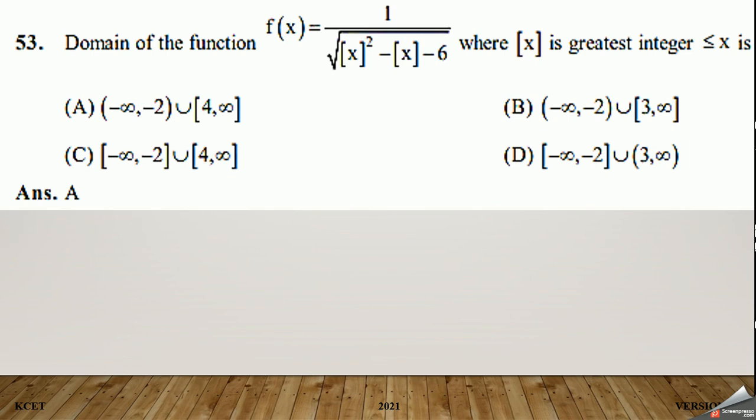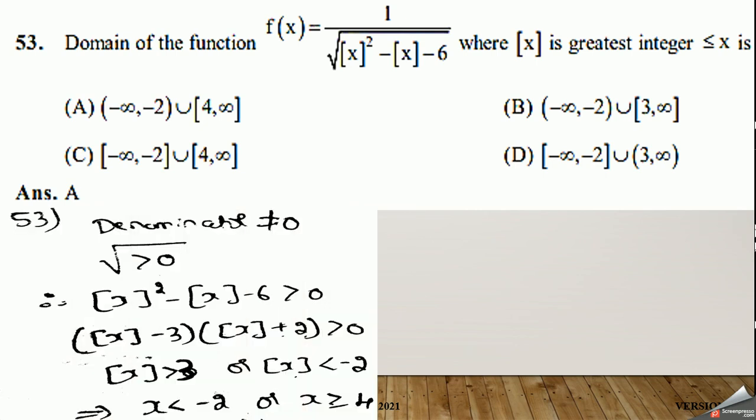Again, domain: denominator should not be equal to 0, and under the square root the term should be positive. We'll use that condition. So you are going to get this as greatest integer function, x square minus x minus 6 should be greater than 0. When we factorize this, you are going to get x minus 3 times x plus 2 is greater than 0, implies x is greater than 3, or it should be less than minus 2. You can substitute the values and check.